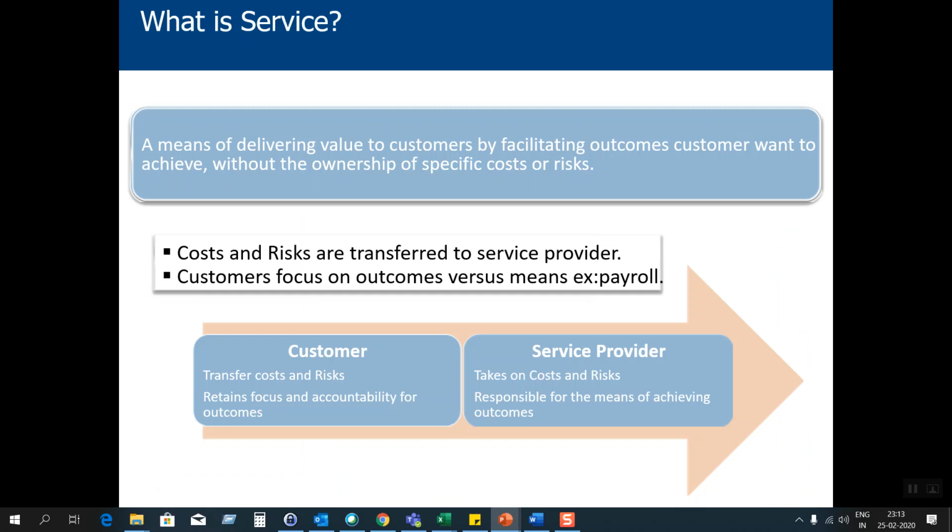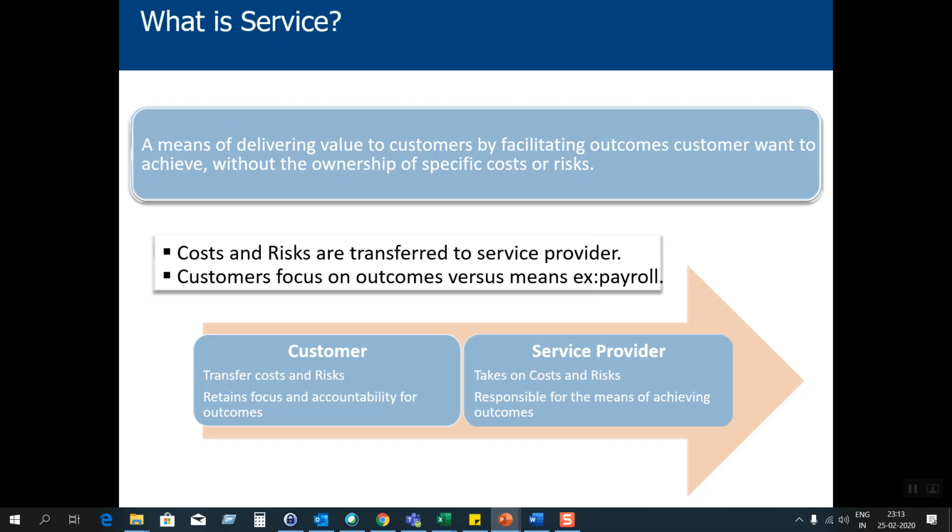Okay, now this is a very important keyword. What is service? As mentioned in this slide, it means a means of delivering value to customers by facilitating outcomes customers want to achieve without the ownership of specific cost or risk. So I'll provide you an example.